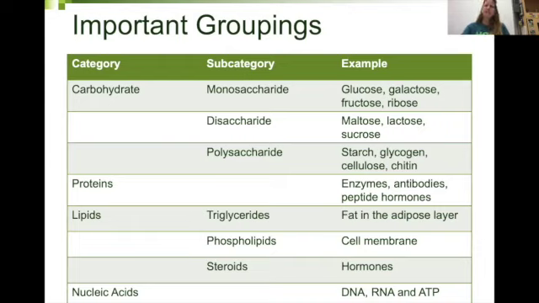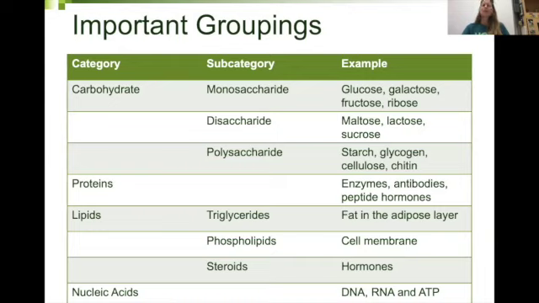Disaccharides are another form of carbohydrate. Di means two, so two sugars. So maltose, lactose, sucrose. Maltose is two glucoses. Lactose is two galactoses. Sucrose is two fructoses.